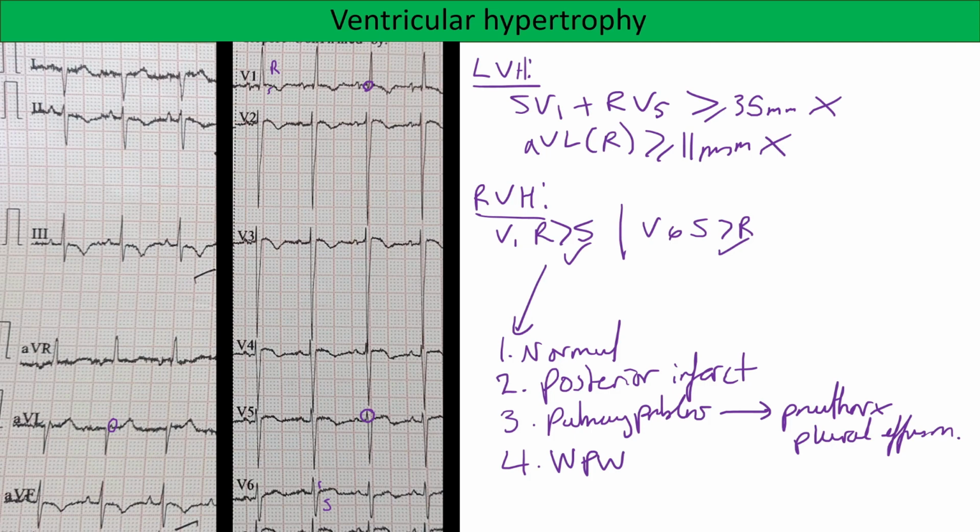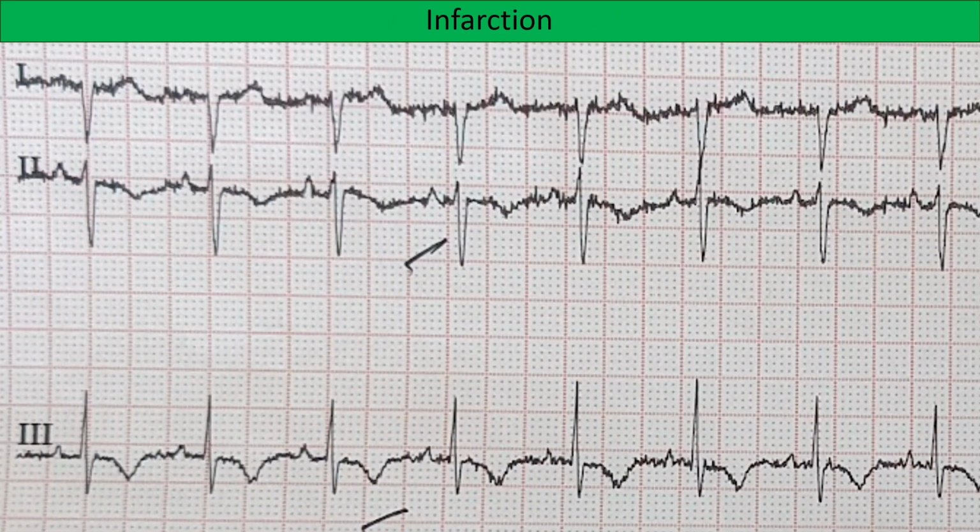Now one thing to mention is that you can differentiate right ventricular hypertrophy from posterior infarct by looking at T waves. Generally in a posterior infarct, the T waves are upright in V1. And in right ventricular hypertrophy, you have T wave inversion in V1. So that's one easy way to see whether it's right ventricular hypertrophy or a posterior infarct. Okay, so now let's move on to infarction, which is composed of 3 things.